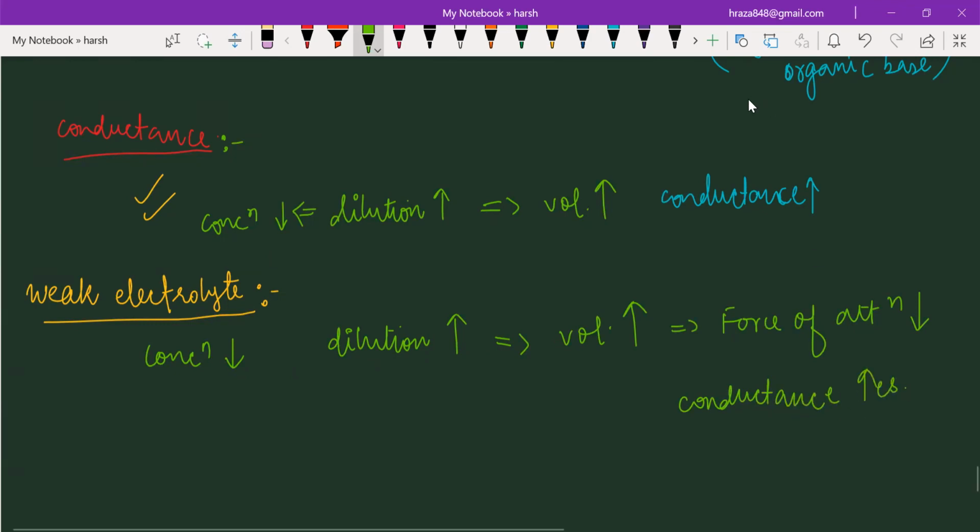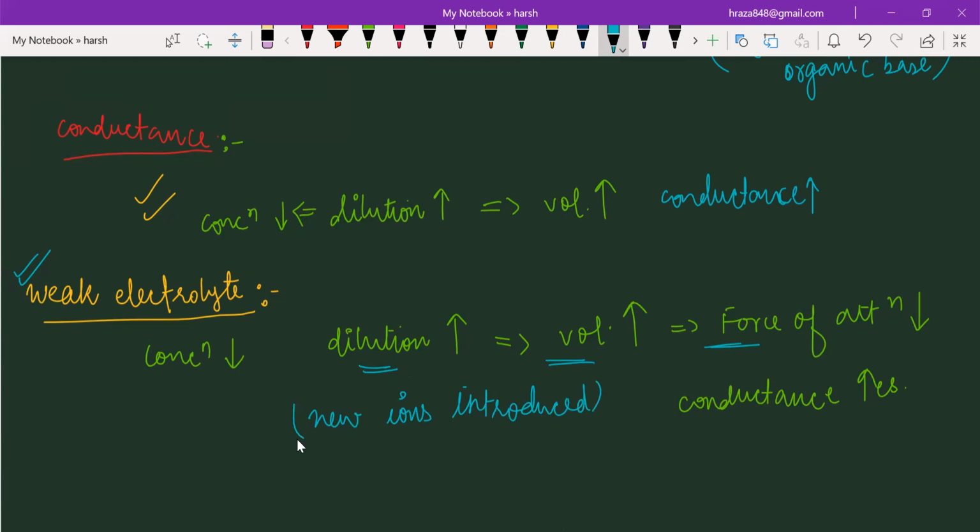Are you getting my point? Yes, sir. Now see what happens. Since this is a weak electrolyte and there is partial dissociation initially, due to the increment of volume, or due to this dilution, the force of attraction decreases and new ions are introduced. That means the ionization is more than earlier. Are you getting my point?